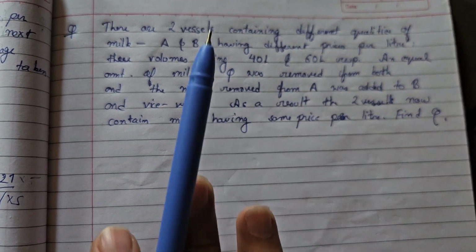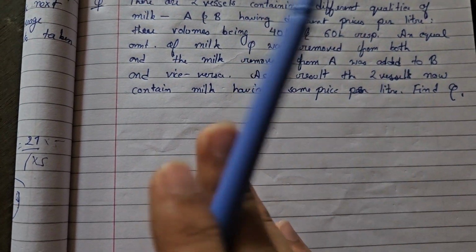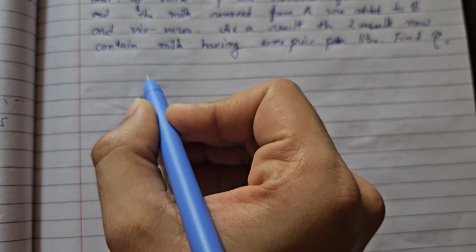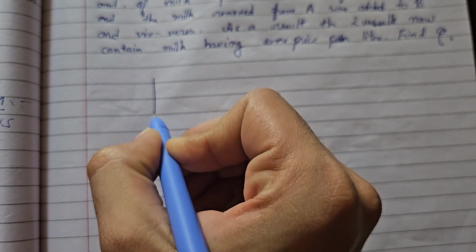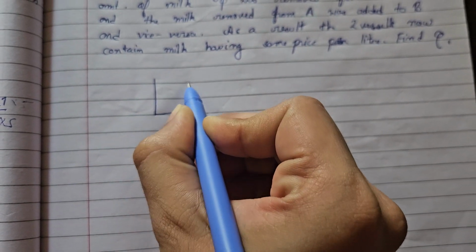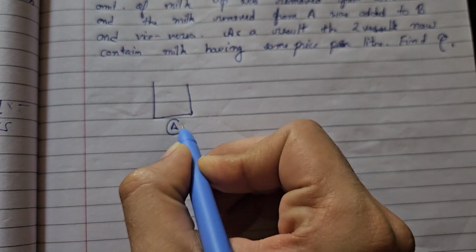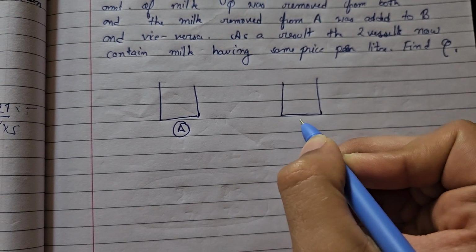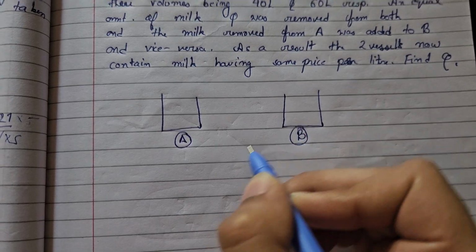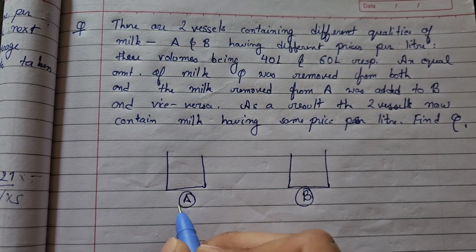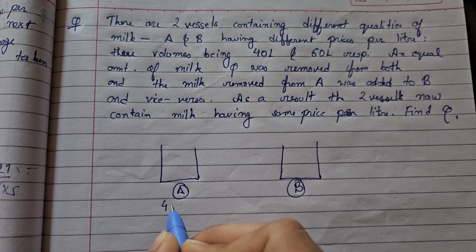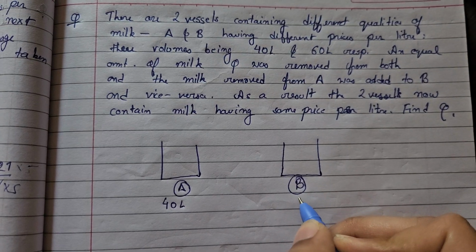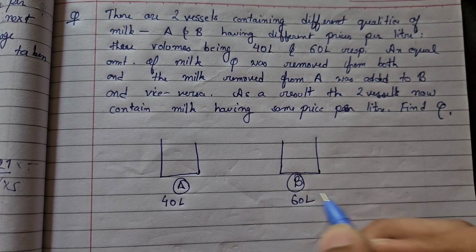First of all, let's try to understand what this problem is trying to say. We have been given that there are two vessels, vessel A and vessel B. Vessel A contains 40 liters of milk. Vessel B contains 60 liters of milk.